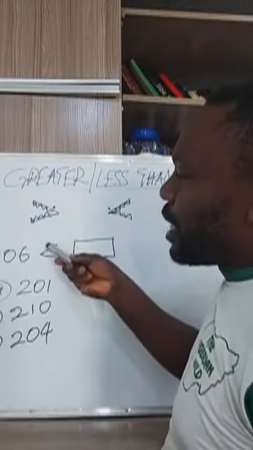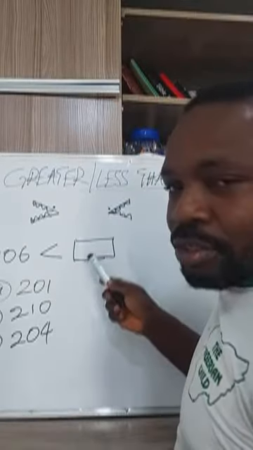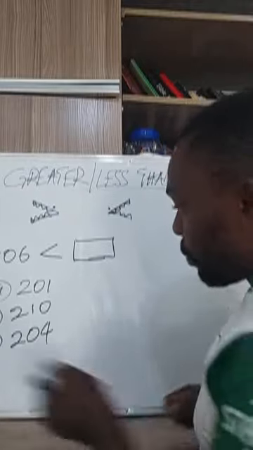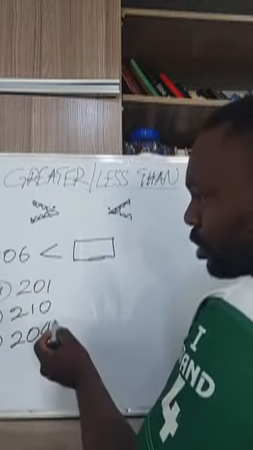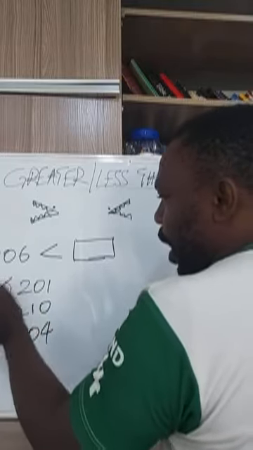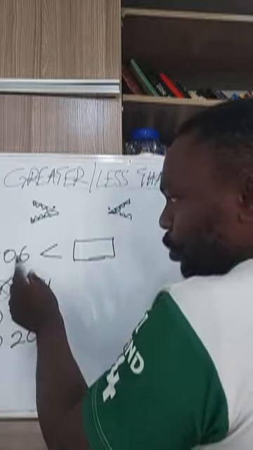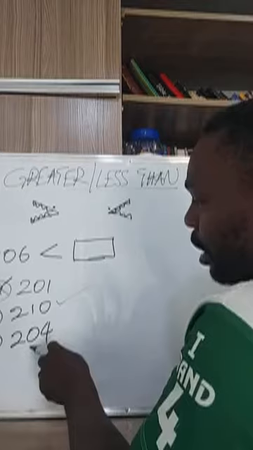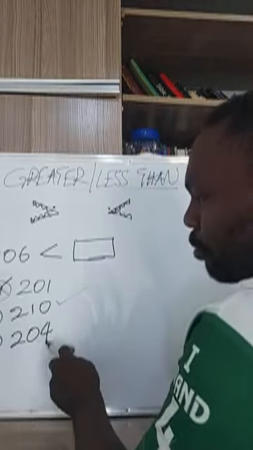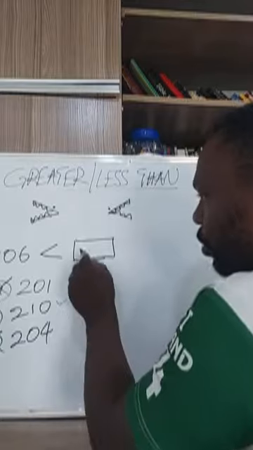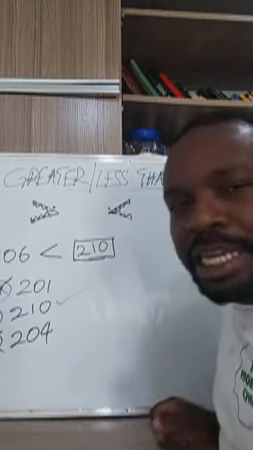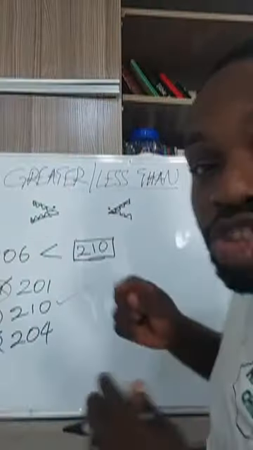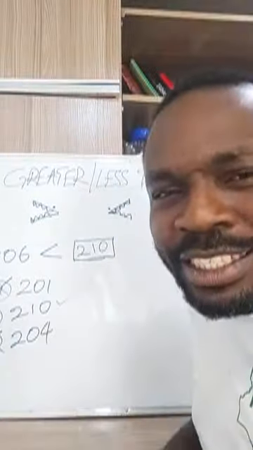You're looking for the number that is bigger than 206, because 206 is smaller than what number? Is it 201? No, it's bigger than 201, so it's not this guy. Is it 210? 206 is smaller than 210. Yeah, then it's this guy. But let's be sure. Is it 204? No, 206 isn't smaller than 204, so this is out. Your correct number is 210. Why? Because 206 is less than, left-hand salute, smaller than 210.